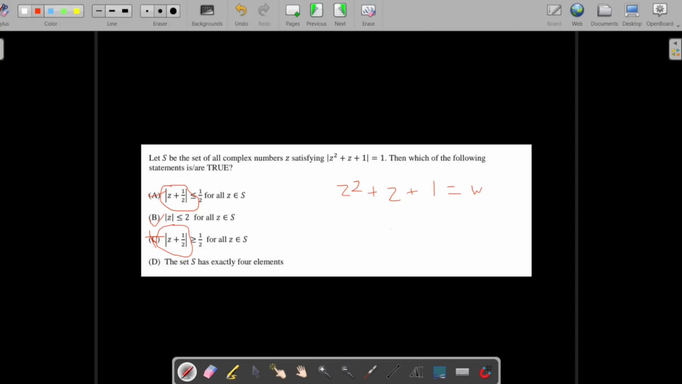So what basically this means is mod of W is 1. This is the only thing we are given here. There are infinite number of W's that can satisfy this. This is basically a circle with center at origin, and all the W which lie on that circle of unit radius will satisfy it. So it won't have exactly 4 elements, it will have infinite elements. So this option is also wrong.